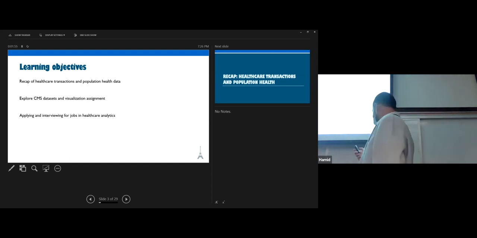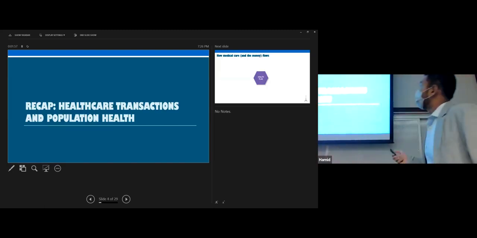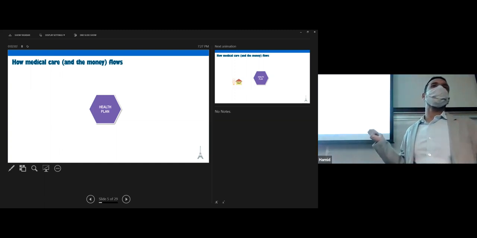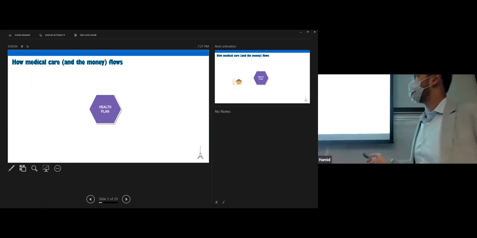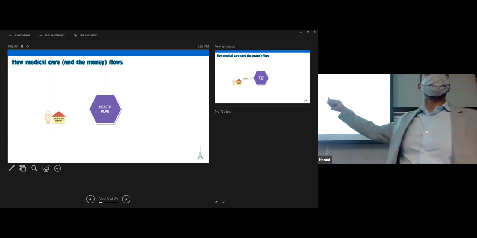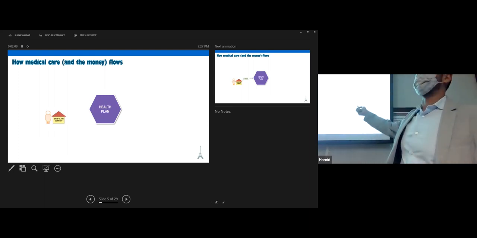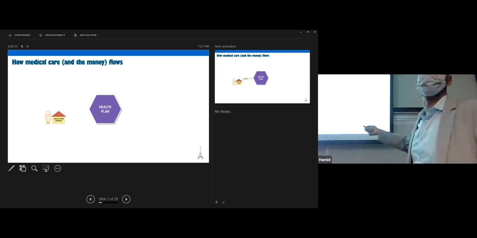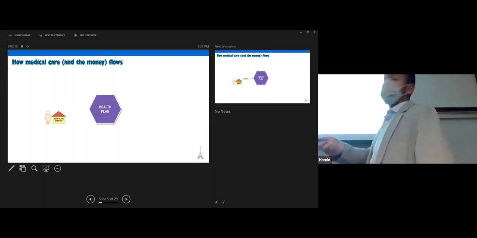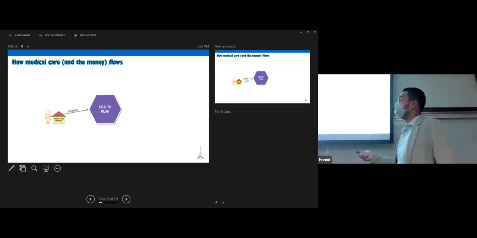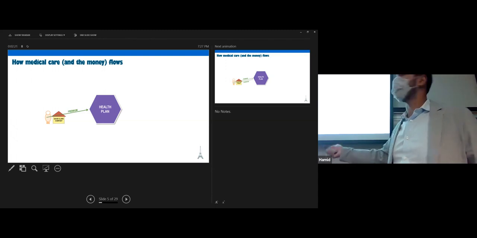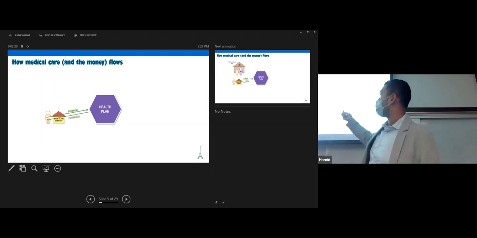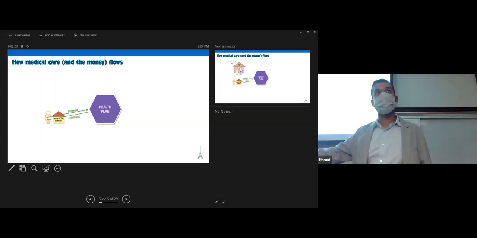Okay, so let's do a quick recap. Healthcare transactions and population health. You might remember last time I gave you an example of a patient named Sally. Sally, who works for the David Clark Company, gets her healthcare insurance through her employer, which is a very, very common way for people in the US to get healthcare. What happens in a healthcare insurance environment is Sally and her company perhaps pay premiums to the health insurance company. And in exchange, the health plan provides coverage to Sally, right?